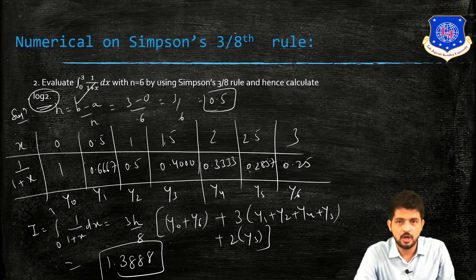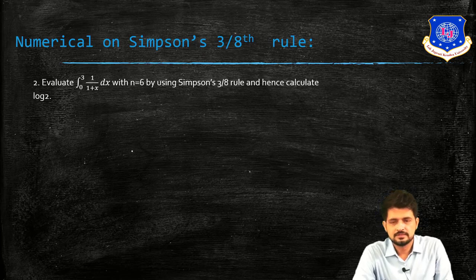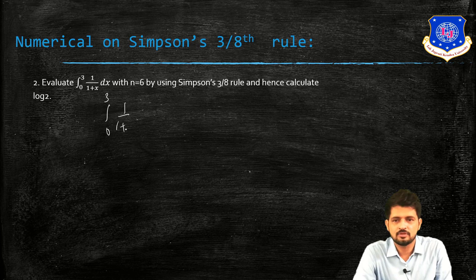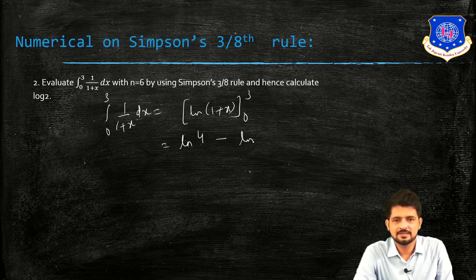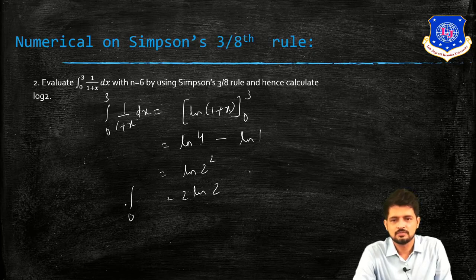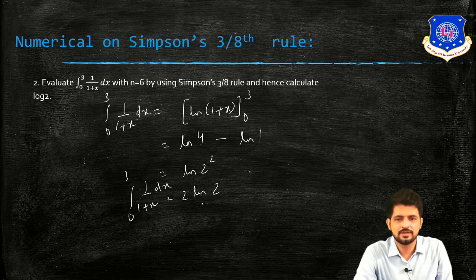that is log 2. How we can find that? See, if we apply normal integration, then integral 0 to 3 of 1 upon 1 plus x dx can be written as ln of 1 plus x, and the limit will be from 0 to 3. See, upper limit will be ln 3 plus 1, that is ln 4 minus ln 1. ln 1 is 0, ln 4 can be written as ln 2 square, so 2 into ln 2. So integral 0 to 3 of 1 upon 1 plus x dx is equal to 2 into ln 2.